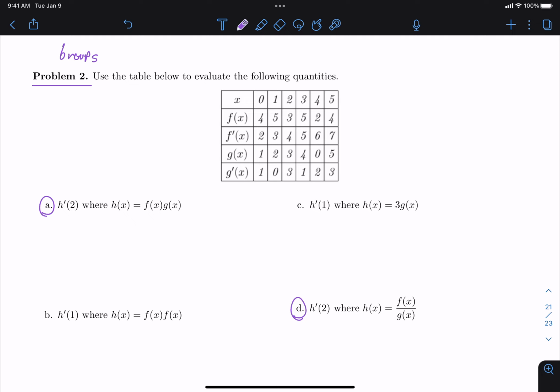So if I want to know what H prime of 2 is, what I need to do is literally follow this, which means we're going to replace all the X's here by 2, right? And if I want to figure out what F prime of 2 is, see how I can get it from the table.